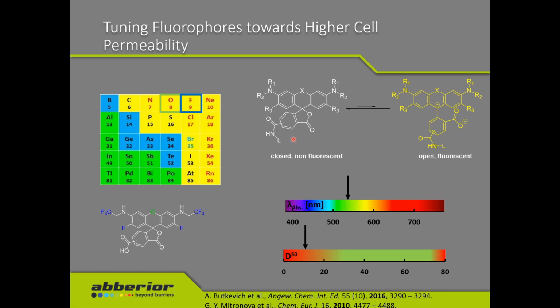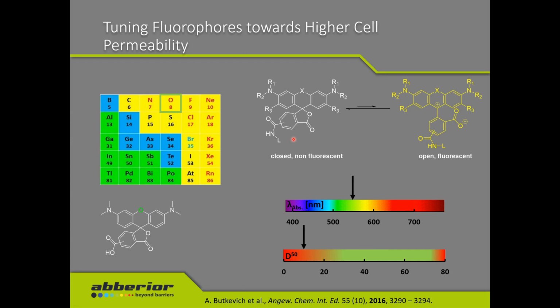It means that now, by introducing these electron withdrawing groups, we will shift our absorption spectra or maxima into the blue region, roughly 50 nanometers into the blue region. And also, we will increase the D50 value drastically. And now we have designed a green emitting fluorophore being highly cell permeable.